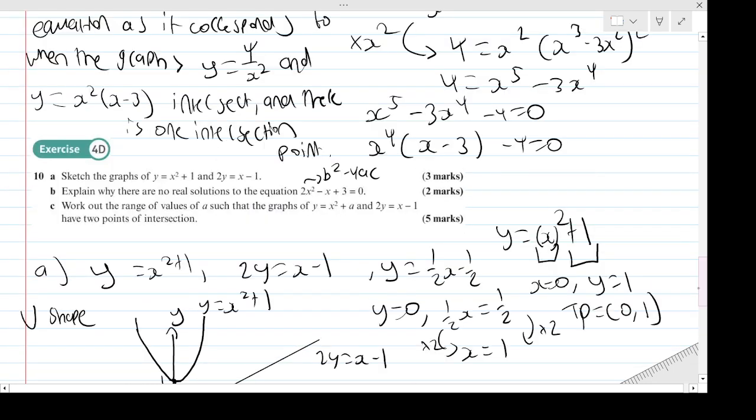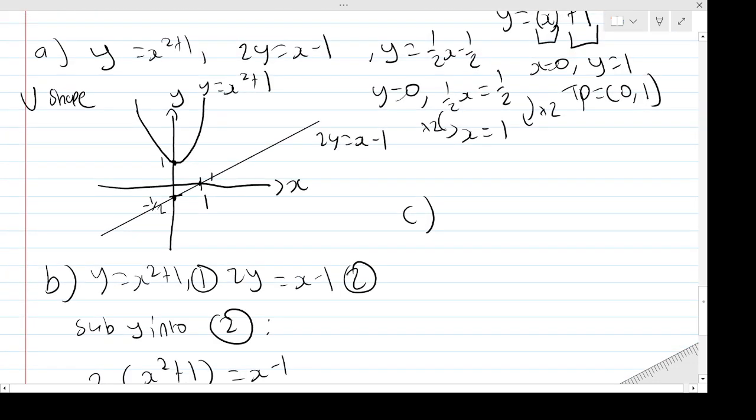a such that the graphs of y is x squared plus a now, and 2y is x minus 1. So they're very similar, except it's now not plus 1 here, it's just plus a for some number a, have two intersection points. Okay, again, let's consider y is x squared plus a and 2y is x minus 1.